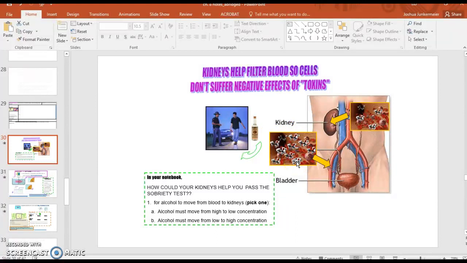They'll fail their DUI. If the blood has less alcohol, they would have a lower concentration of alcohol in the blood, and they would pass their sobriety test and they could go on their way. So the question is, how can the kidneys help filter out the alcohol, or the toxin, so that someone could pass their sobriety test?